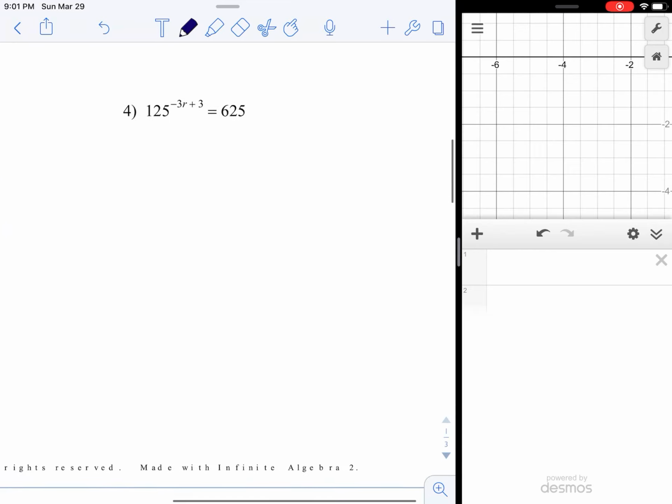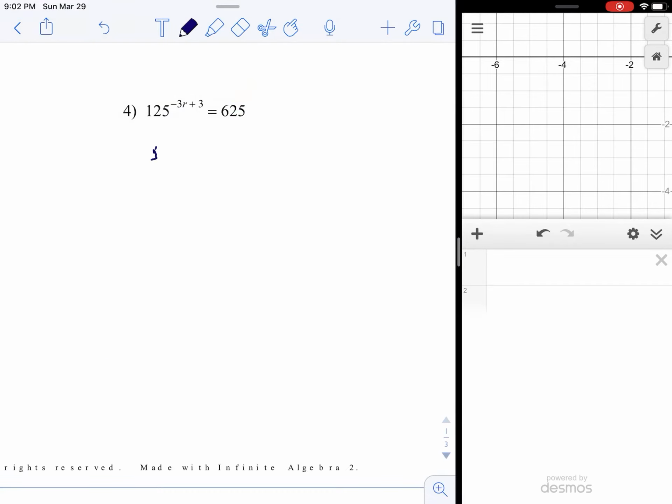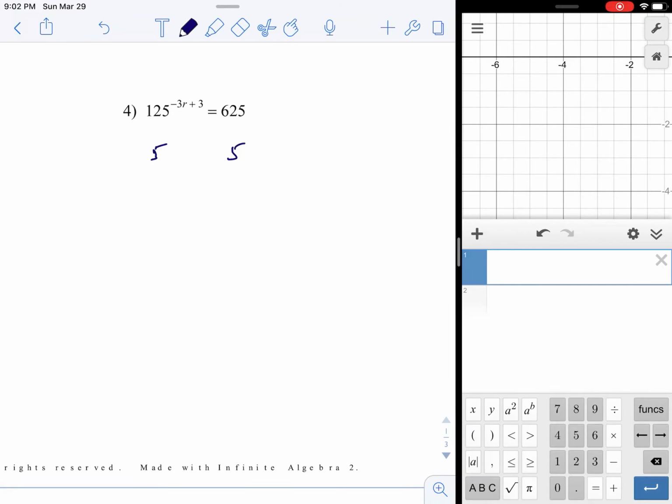Now, the trickier ones are where the bases don't match, and you can't just cross them off, so you have to make them match. Like in number 4, seeing how these both end in 5 is a little tip-off that we can turn both of these bases into 5s. Now, how exactly do you do that? You might have some solid mental math skills, and that's great. Or you might need to grab a calculator.